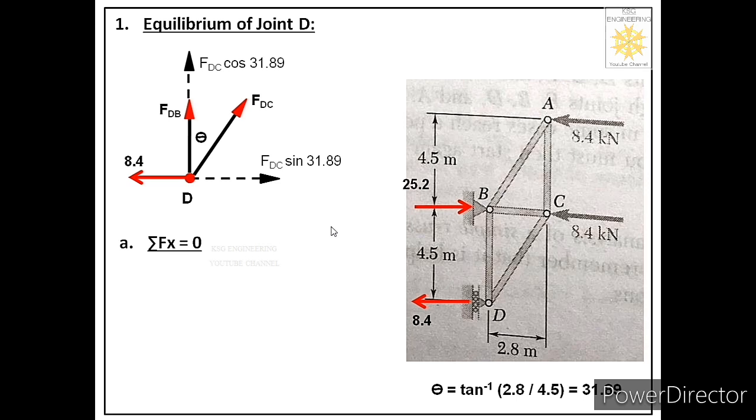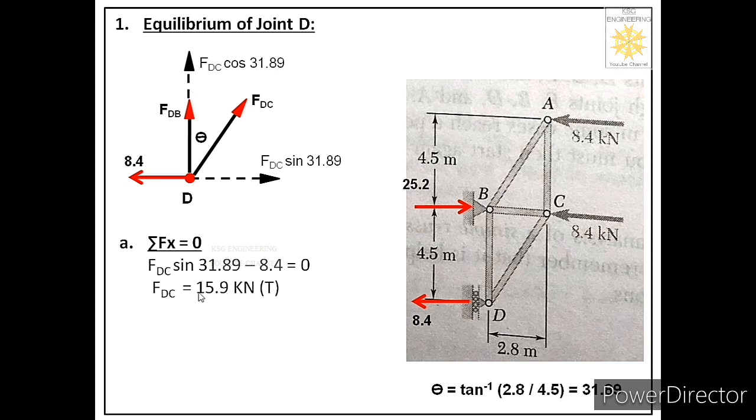How many forces are there acting in x direction in this particular free body? There are two forces. FDC sine 31.89, it is acting towards right, so we'll consider this as positive. Then we have 8.4 acting towards left, we will consider this as negative. So equation will be FDC sine 31.89 minus 8.4 equal to 0. So from here we'll get the value of FDC as 15.9 kilonewtons.